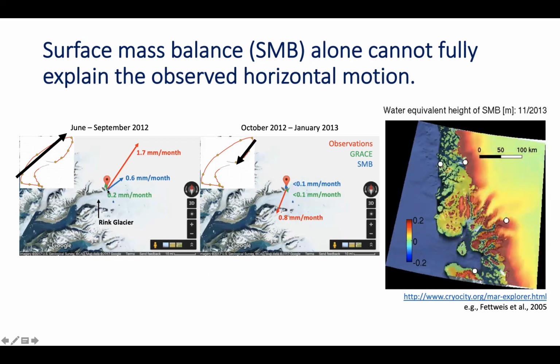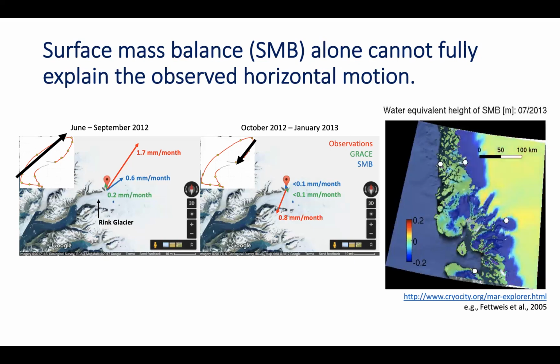And here are our results. Again, the observation is shown with red, the GRACE predictions are shown with green, and the SMB model predictions are shown with blue. So it looks like it has captured some of the signals, but there is a long way to go. I mean, it is far from being sufficient. And for the following 4 months, starting October 2012 through January 2013, the SMB model cannot even predict a fraction of the signal that was observed at the GNSS station.